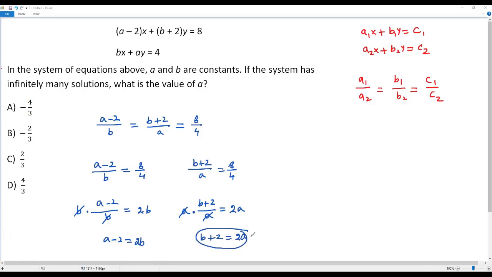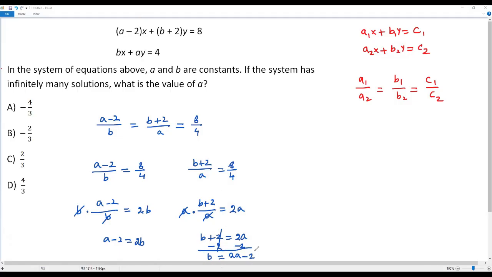Now we can solve for b in this equation in terms of a. For that, I have to subtract 2 from both sides. When I subtract 2 from both sides, the positive 2 and negative 2 cancel out. I am getting b on the left side, and on the right side I am getting 2a - 2. Here I got the value of b in terms of a. That is, b equals 2a - 2.